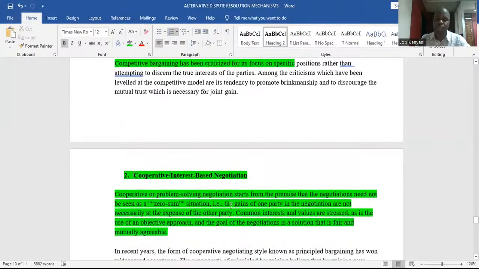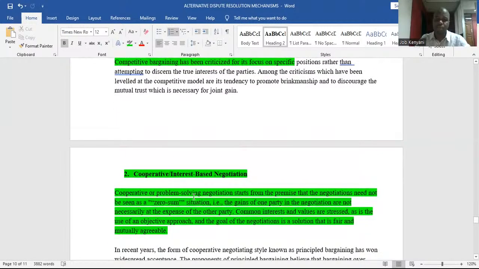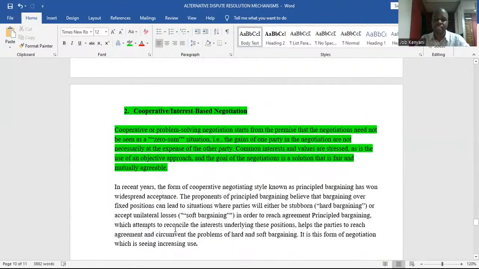Interest-based, or cooperative or problem-solving negotiation, starts from the premise that negotiations need not be seen as a zero-sum situation, i.e. the gains of one party in the negotiation are not necessarily at the expense of the other party. So common interests and values are stressed, as is the use of an objective approach. The goal of the negotiation is a solution that is fair and mutually agreeable amongst the parties.